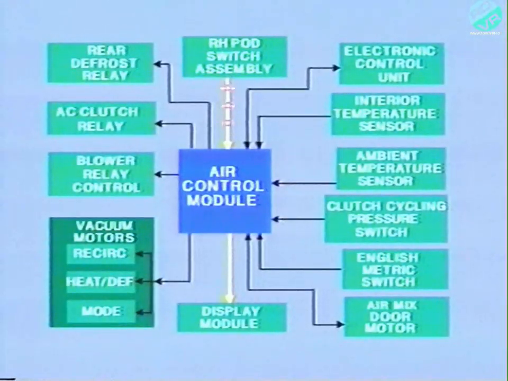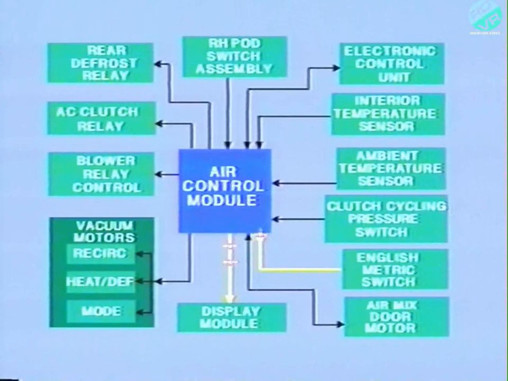Now, after receiving voltage signals from the switch assembly, the ACM signals the computer chip in the display module, which turns diodes on and off to change the display. When the air control module senses a ground at the English metric switch, the ACM changes the readout sent to the temperature display from Fahrenheit to Celsius, or vice versa.